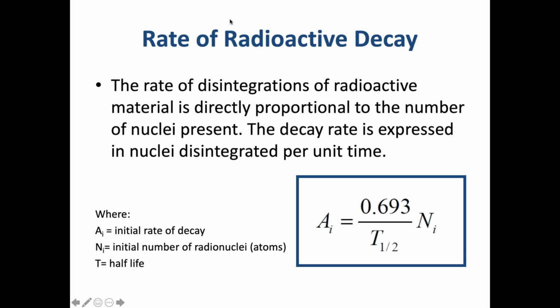So this is problem number 1 that's on your sheet over there. This formula represents a calculation involving the rate of decay expressed in disintegrations per unit time. A is the rate of decay, N is the initial number of atoms, and T is the half-life.